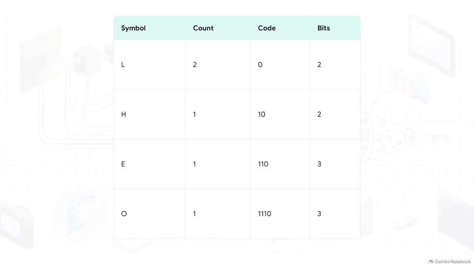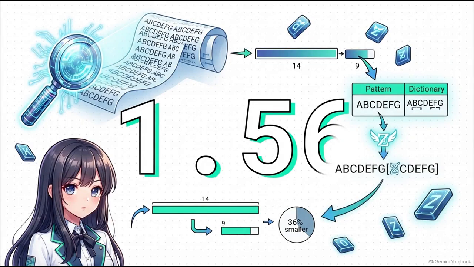When you average that out across the whole word, it is just 2 bits per symbol. That is a massive, massive space saving compared to standard uncompressed text. Just a huge win for saving data. Now let's look at a different number, 1.56.